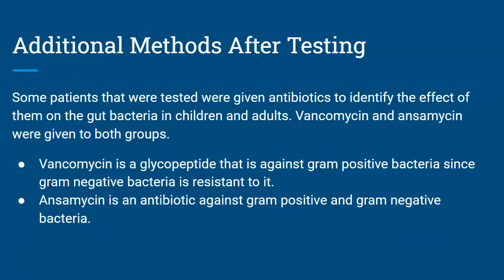Some additional methods after testing were that some patients that were tested were given antibiotics to identify the effect of them on the gut bacteria in children and adults. Vancomycin and ansamycin were given to both groups. Vancomycin is a glycopeptide that is against gram-positive bacteria, since gram-negative bacteria is resistant to it. Ansamycin is an antibiotic against gram-positive and gram-negative bacteria.